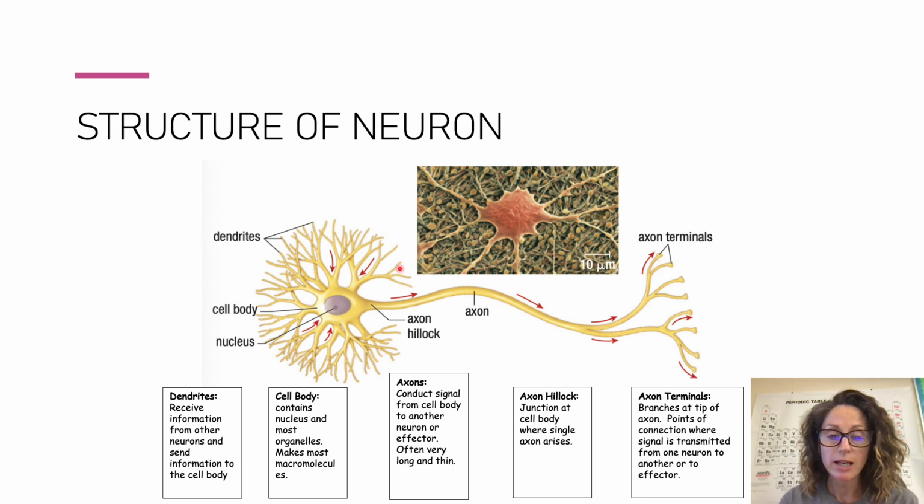The axon hillock is the specific junction at the cell body where the signal axons arise. So it's just the connection between the cell body and the axon. It's got a special name, the axon hillock. So this is the axon where the signal from that neuron is going to travel along, and then we get to the axon terminals. These are branches at the end of this neuron that are going to make connections with either other neurons and send that information continuing, or with the muscle or target gland.